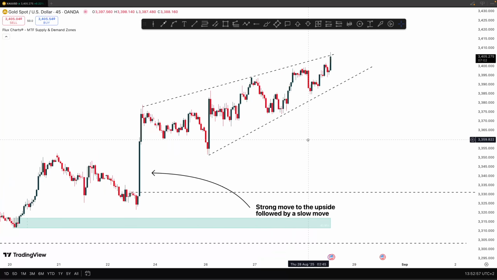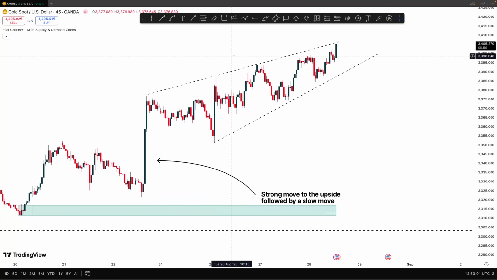So here, this is an example of gold. I wanted price to come to these areas here, but right now it's moving very slowly to the upside.